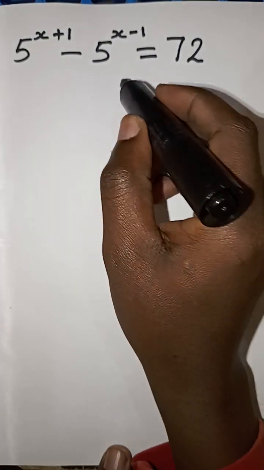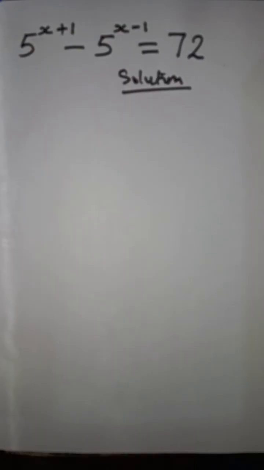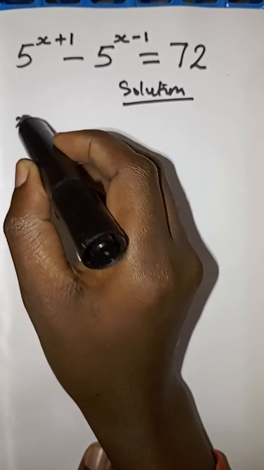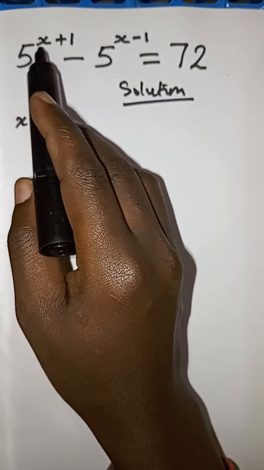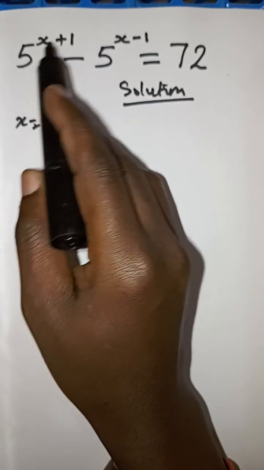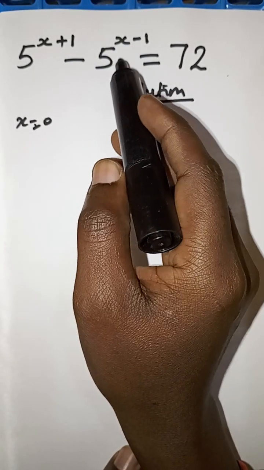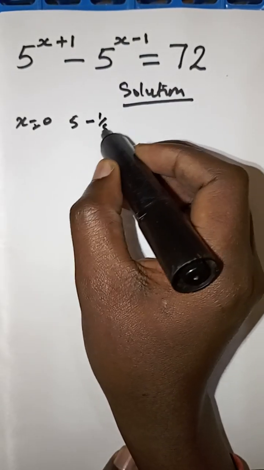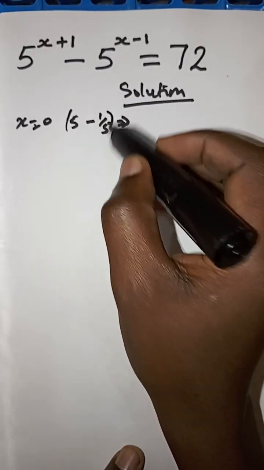So straight away onto the solution. We can start by inspection. Let's say, can x be 0? When x is equals to 0, then this is going to be 5 raised to power 1 minus 1, over 5. This cannot be equals to 72. It is a very small number.